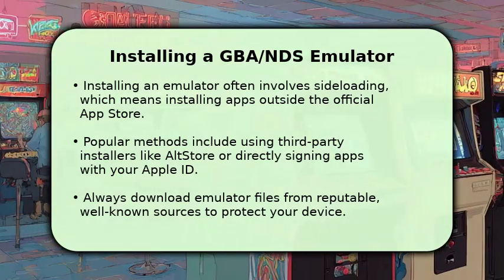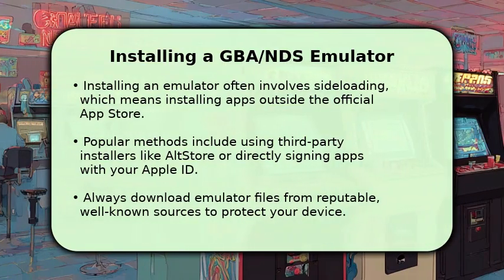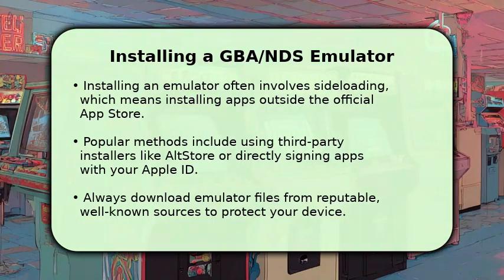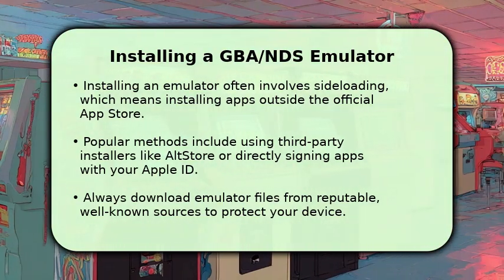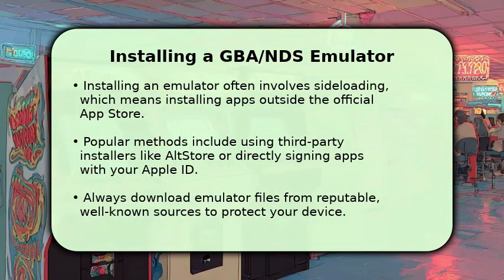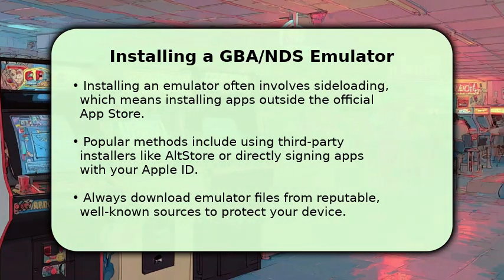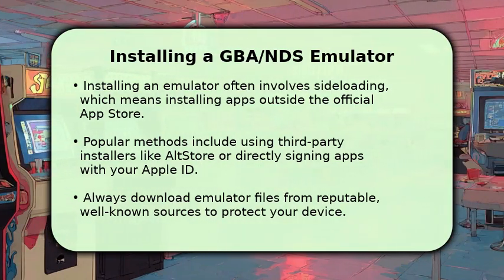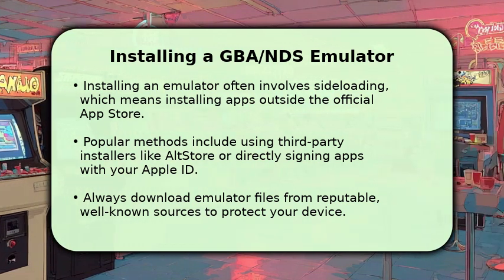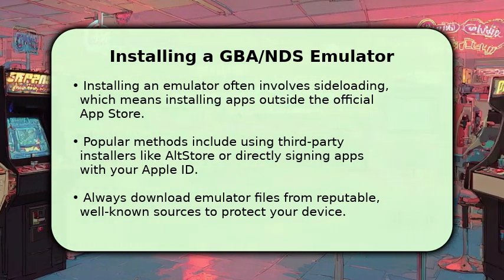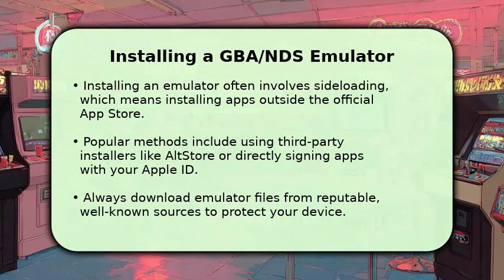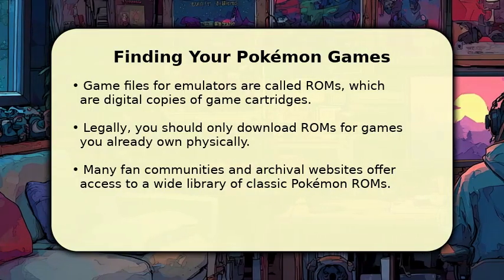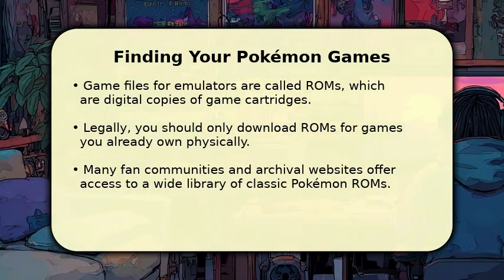Installing an emulator is a straightforward process, though it requires a few extra steps beyond the standard App Store. You will typically need to sideload the application onto your device using tools such as Alt Store or an equivalent signing service. This method allows you to install trusted apps that are not officially listed in Apple's Store. Always ensure you are downloading files from secure, well-regarded websites to keep your iPhone safe and your data protected from any malicious software.